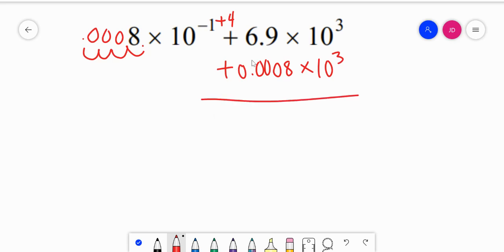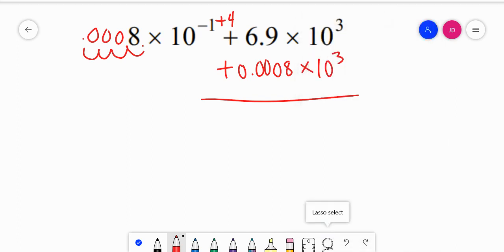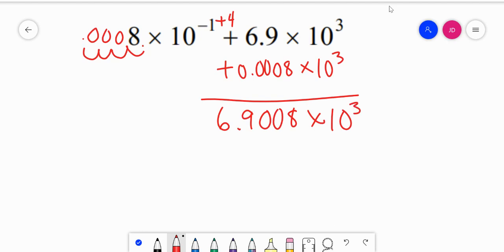Okay, and then again, I use my calculator. 6.9 plus 0.0008 is 6.9008. Okay, I could have done that without the calculator. 6.9008 times 10 to the third. And again, we get a number in scientific notation, so we are done. All right, let's take a look at one more.